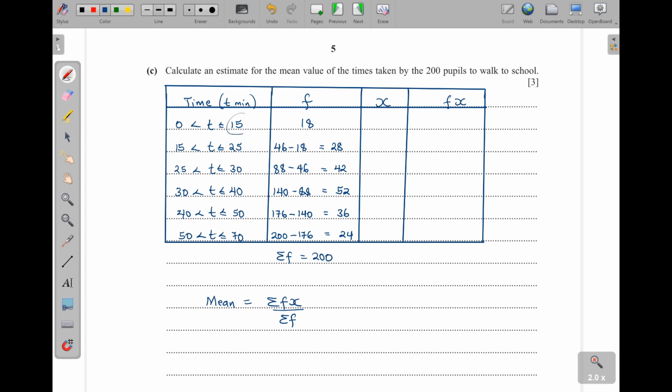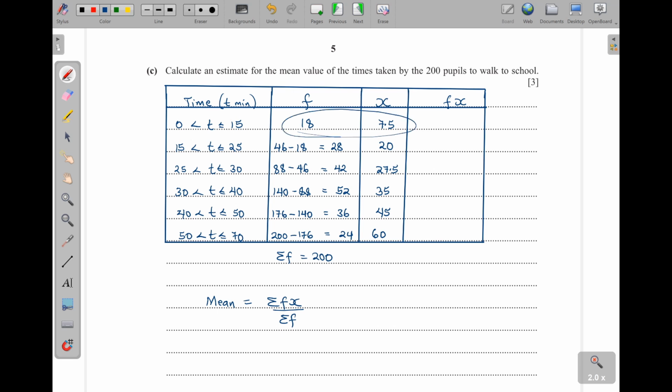And then for x, you get this plus this, divide by 2. So this one will give us 7.5. 15 plus 25, that is 40, divided by 2, 20. And then 25 plus 30, that is 55, divided by 2, we shall get 27.5. Then 30 plus 40, divided by 2, that is 35. Then 40 plus 50, that is 90, divided by 2, that will be 45. And then 50 plus 70, that is 120, divided by 2, that becomes 60.